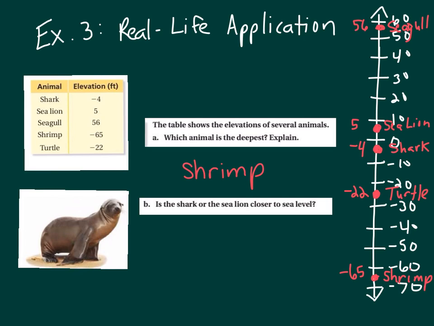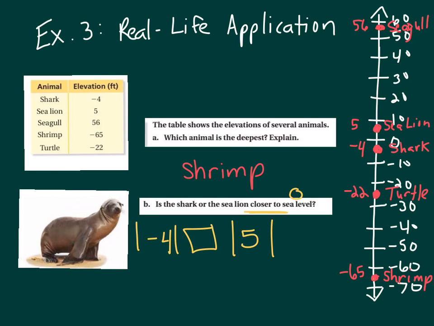Then part B wants to know, is the shark or the sea lion closer to sea level? And here's where we're going to start looking at absolute value. So the shark is at -4 feet, and then the sea lion is at 5 feet. But really, when we're saying closer to sea level, this would be 0, so we're trying to figure out which is closer. So basically what we're doing here is finding the absolute value of each of these numbers and then comparing them.